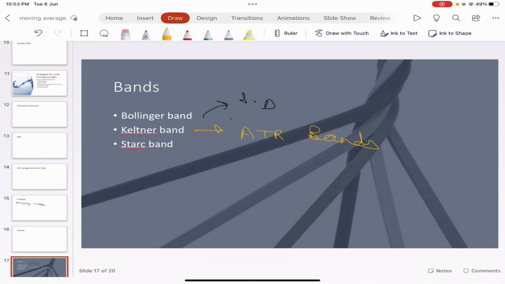What is the Stark band? Stark is an acronym. I hope you're clear with that. The full form of Stark is Stoller Average Range Channel. Okay? Stoller Average Range Channel.